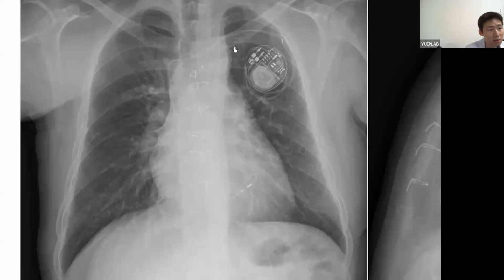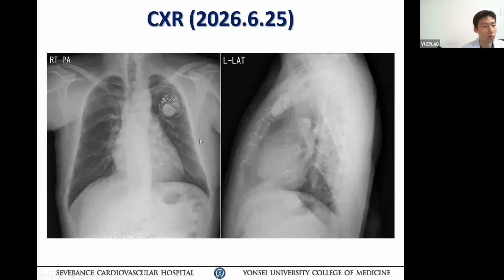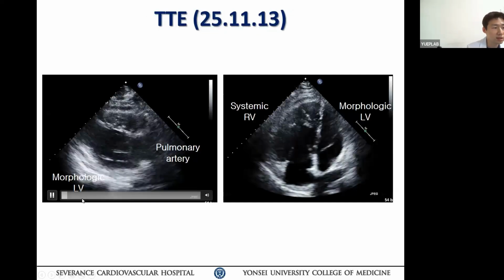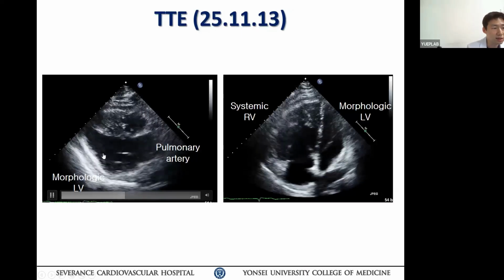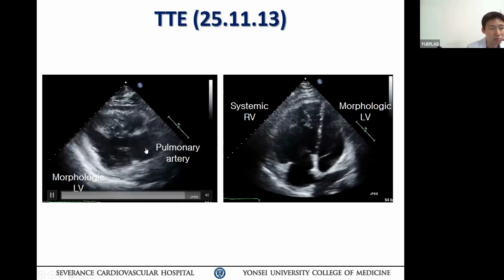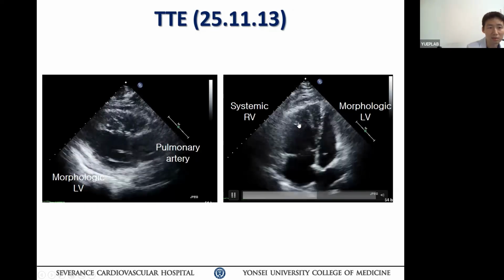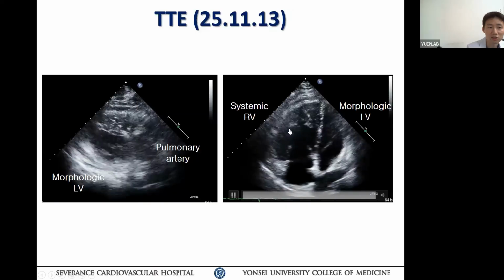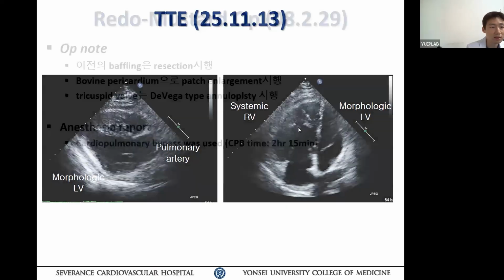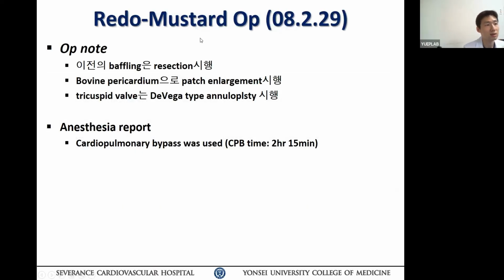So you can see that the SVC goes to the RA to the LV. This is the morphologic LV function as the RV. So we implanted the pacemaker, and you can see the morphologic LV goes to the pulmonary artery, and this is actually the RV, and this is the systemic LV. So let's go back to the ECG again.